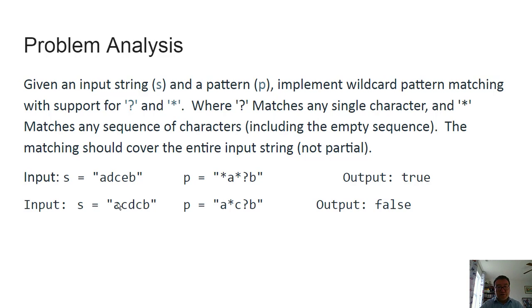This star matches this two-letter sequence. And if we look at this one, A matches A, B matches B, the question mark must match with this C. But then the one before it doesn't match. So the C needs to match with D, but it doesn't. So that's why the output for this is false. I encourage you to pause the video and try to solve the problem on LeetCode.